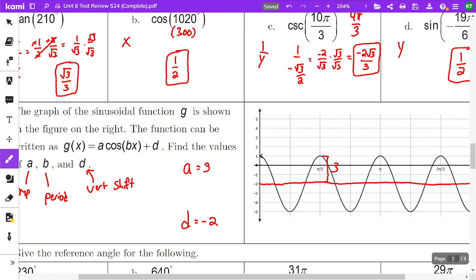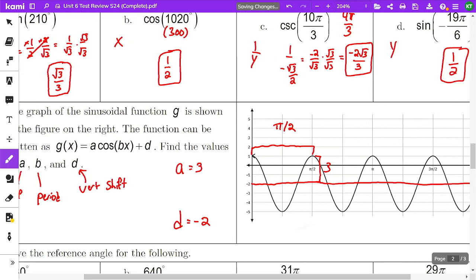And then lastly, I'm going to go ahead and find my B value. I get my B value from my period. So I'm going to go from one peak to another. So this is our peak here. This is a peak here. We go from 0 to pi over 2. So my period is pi over 2.